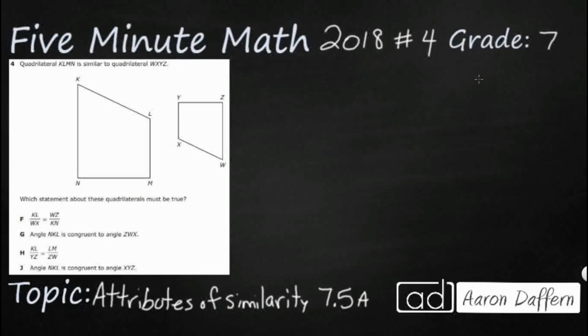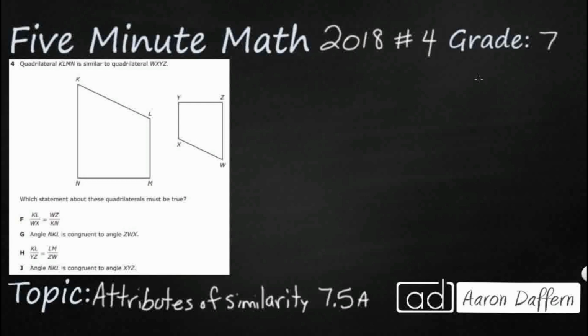Today we are looking at the 7th grade concept of attributes of similarity. This is standard 7.5a in the great state of Texas, and we are using item number 4 of the 2018 released STAAR test. If you have not done so already, please go ahead and take a moment to pause the video, work this problem out on your own, unpause it, and then we will look at our answers together.